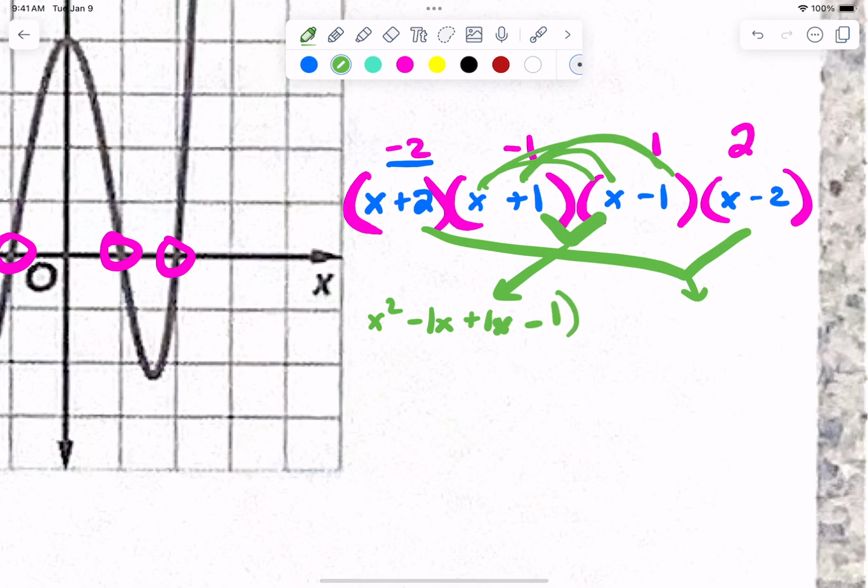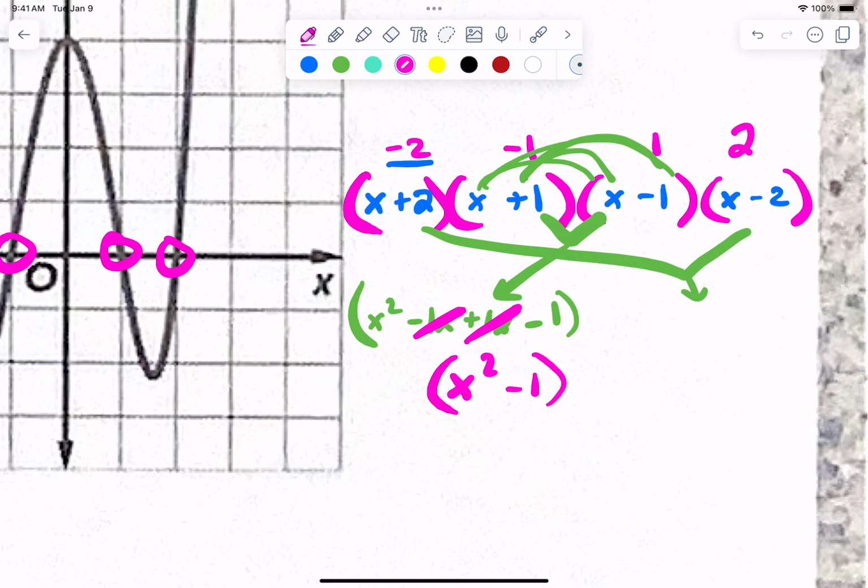Negative 1. Okay, there's what I have, but if we simplify that, hey, look at that. The middle two pieces cancel out. x squared minus 1. Isn't x squared minus 1 a difference of squares? Right? If you take the square root of x squared, you get x. If you take the square root of 1, you get 1. x plus 1, x minus 1. That's a difference of squares, right?